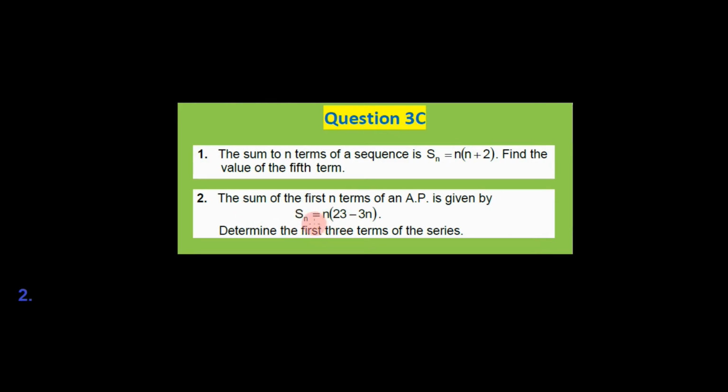Let's look at your answer to the second question here. We are given this general sum of an AP, and we must find the first 3 terms. So term 1 is given by S1, the sum to 1 term, and we can get this by making n equal to 1 in this equation.